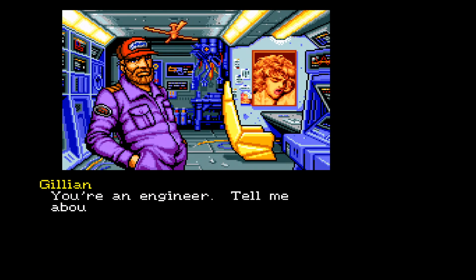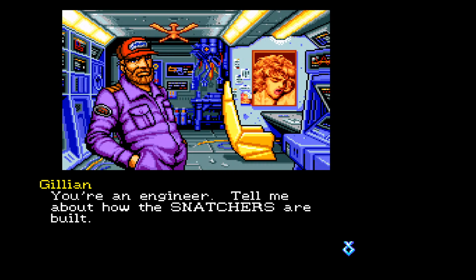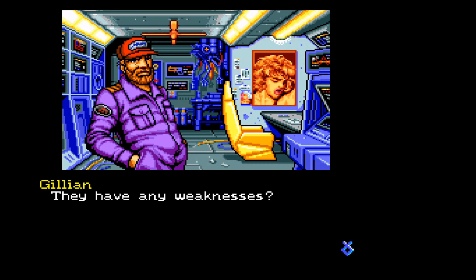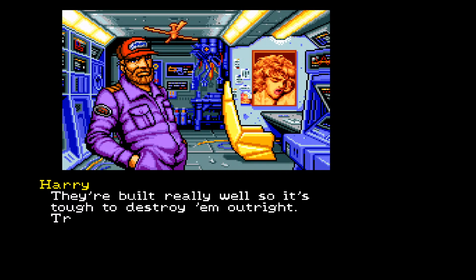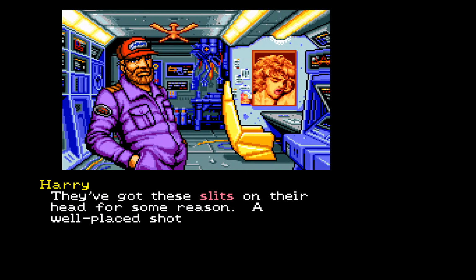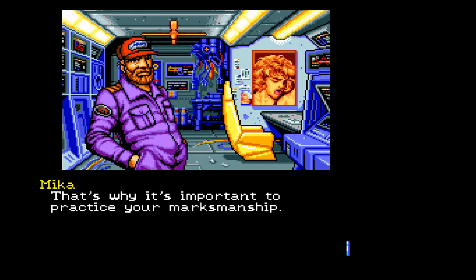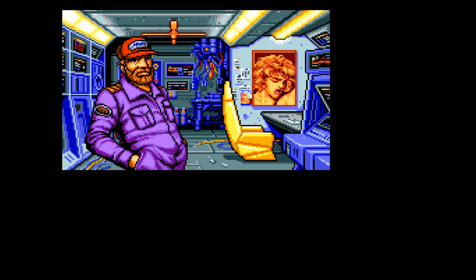About Snatchers. You're an engineer. Tell me about how the Snatchers are built. It's odd, but we've never been able to get a specimen. They're always stolen or have self-destructed. They have any weaknesses? They're built really well, so it's tough to destroy them outright. Try to immobilize them. They've got these slits on their head for some reason. A well-placed shot there will often destroy their control functions. That's why it's important to practice your marksmanship.